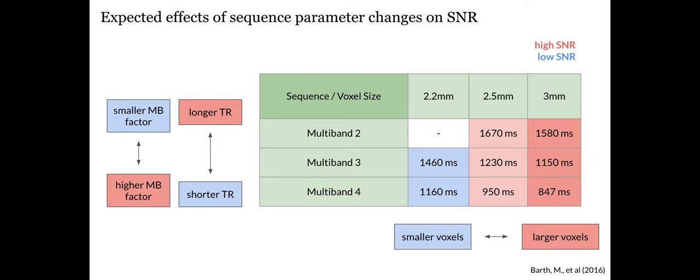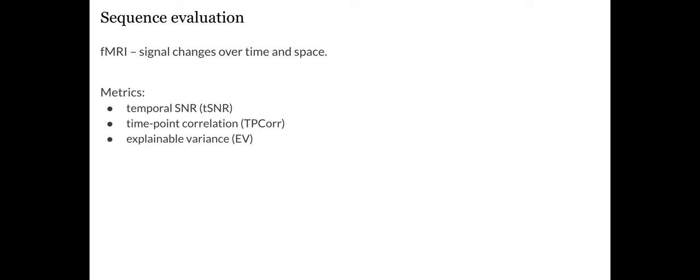The interactions between these parameters affecting SNR are really complex, and we'll kind of show you this. And so we have multiple metrics we use to compare them. So there's 3 main metrics that we were looking at in our analyses. They're called temporal SNR or TSNR, time point correlation TP-core, and explainable variance EV. So at a high level, each of these metrics is trying to get at how good the signal is that you're getting from these different scanning sequences. And they just capture that information in different ways.